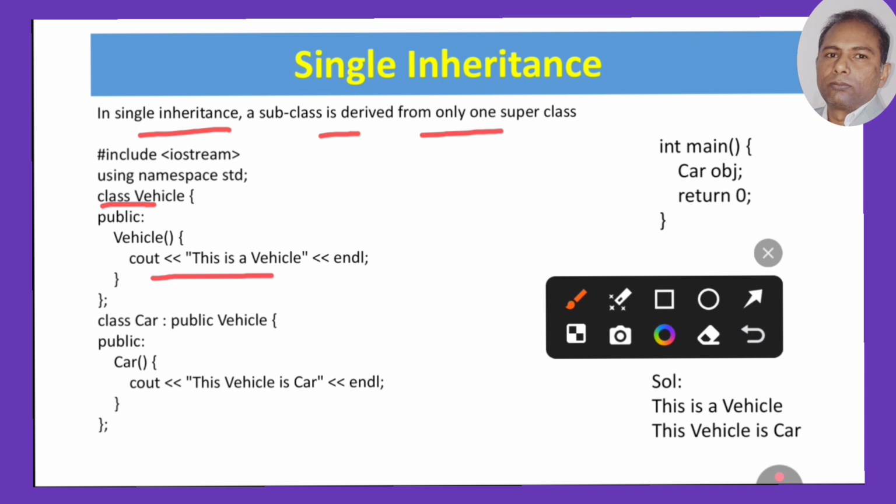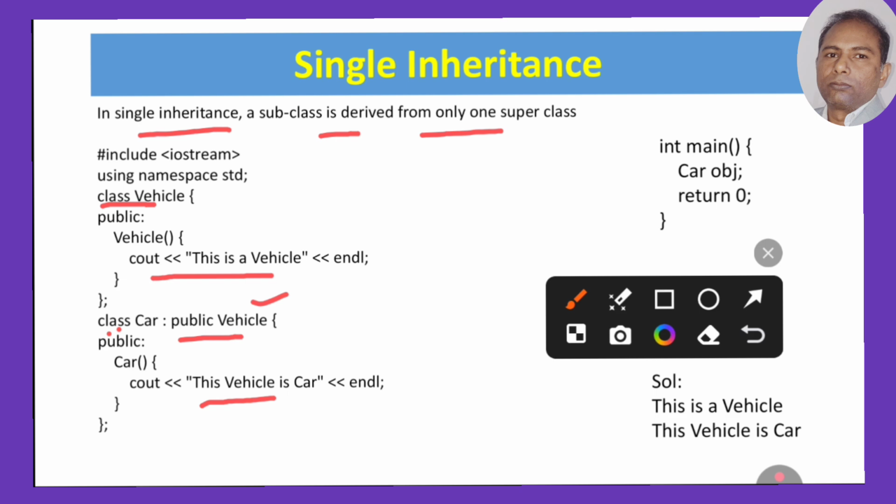Now we want to derive some features of this vehicle class, so we are making the child class here, that is, we are making the car. Then we are deriving some features of the vehicle class, that is, we use the colon and access specifier. Then we are writing the name of the parent class. So here one car class is derived from the vehicle class, so that's why it is the example of single inheritance. So if we call this car class, then we will have the output here.